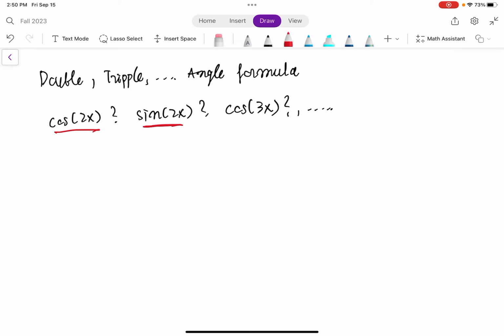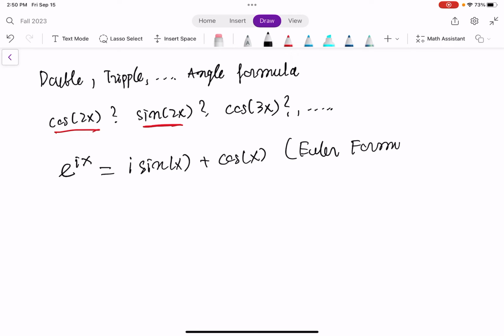So we know that e to the power ix, let's write our favorite formula now, is i times sine of x plus cosine of x, right? This is the Euler formula. Let's go ahead and see the magic.